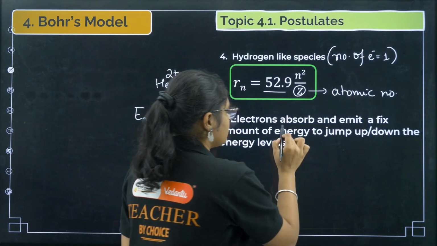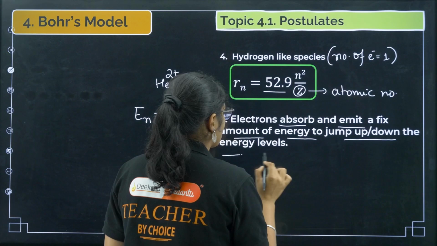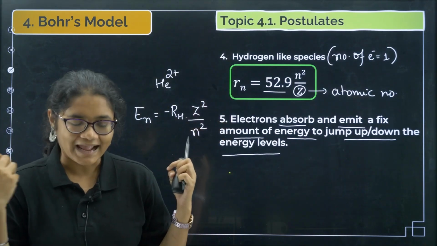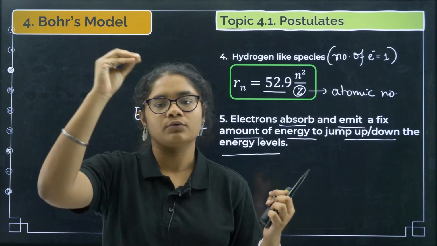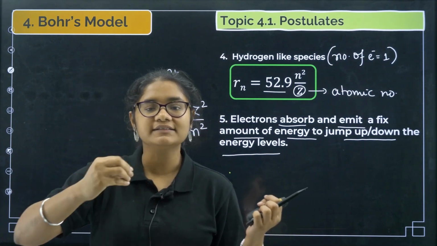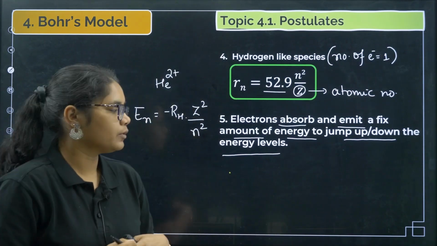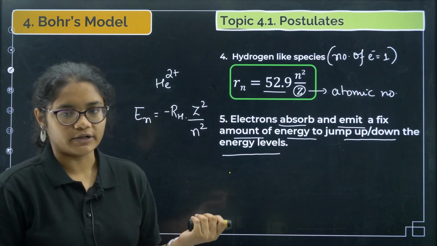Next, electrons absorb and emit a fixed amount of energy to jump up or down the energy levels. Electrons cannot accept any energy; they can accept only a fixed amount of energy to go to the higher level, or they can release a fixed amount of energy to come to the lower level. So here are the postulates given by Bohr's model.